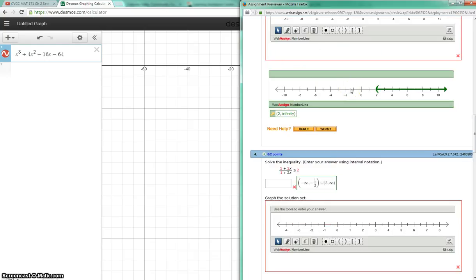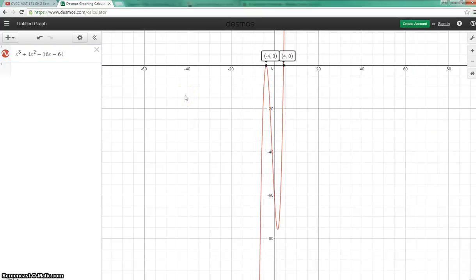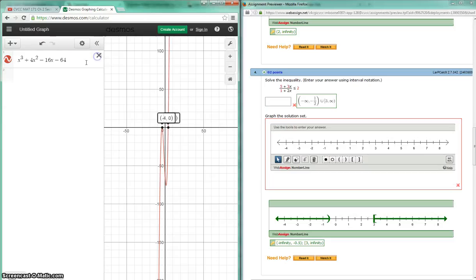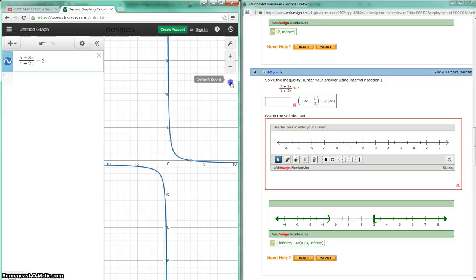If we're looking at number 4, so this one has a good old rational function, and I'm going to do the same thing for that graphical approach. And so I have 5 plus 3x. On the bottom I have 1 plus 2x. And if I subtract that 2 over, I have minus 2. So that means I'd want the left-hand side to be less than or equal to 0. And so when is this thing less than or equal to 0?